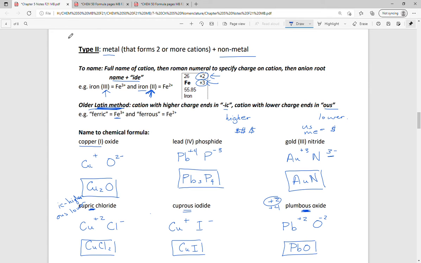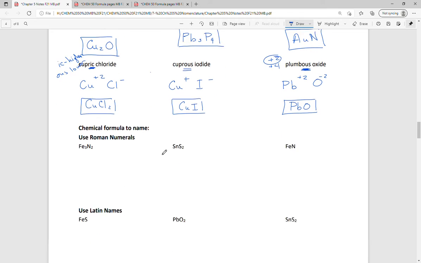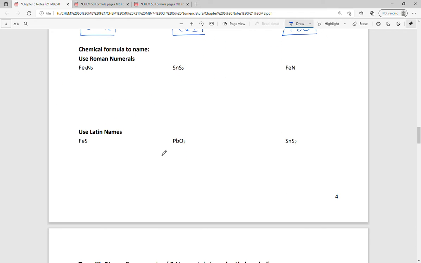Sometimes students have a better time going one way than the other. So this time we're going to take the formulas and come up with the names. We're going to use the Roman numeral system, that Stock naming system. So this would be iron nitride, and I'm going to put in Roman numerals the combining capacity of the iron. I like to show a bit of my work.